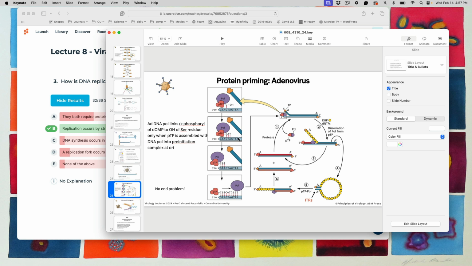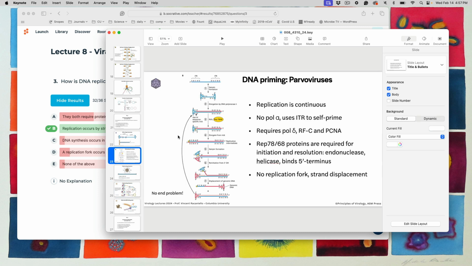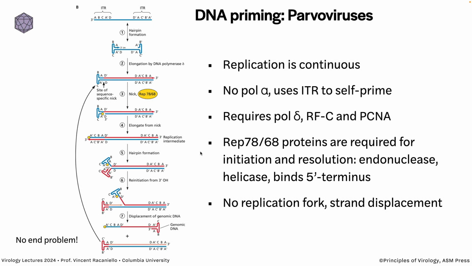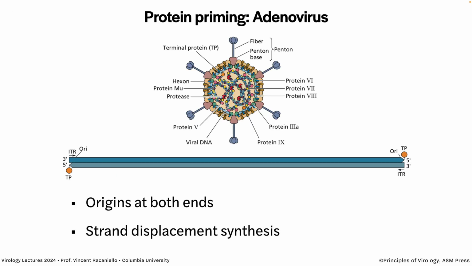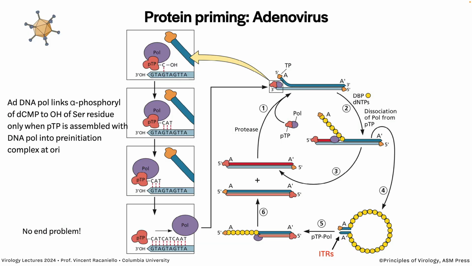So here's adenovirus. We have strand displacement. There's no replication fork. And it's protein-linked. And for parvovirus, again, we have strand displacement. And the primer is this 3' end. The primer is the 3' end of the hairpin, which is made by a nick by the viral endonuclease. So a DNA primer versus a protein primer. But they're both strand displacement.